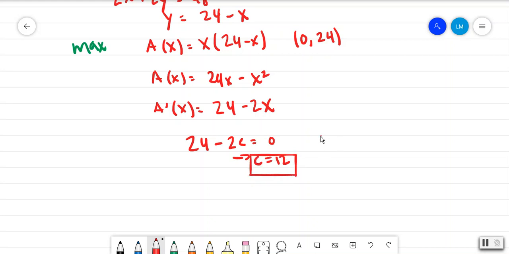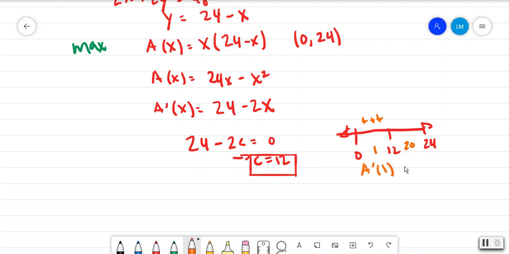Well, if that's the case, then you would just set up an interval line where you have from 0 to 24, but then you have 12. If you plug in values in between, like 1 and maybe 20, you plug it back into the derivative. So this gives you positive if you plug in 1 into the derivative. And then when you plug in 20, you get that that's less than 0 because 24 minus 40.